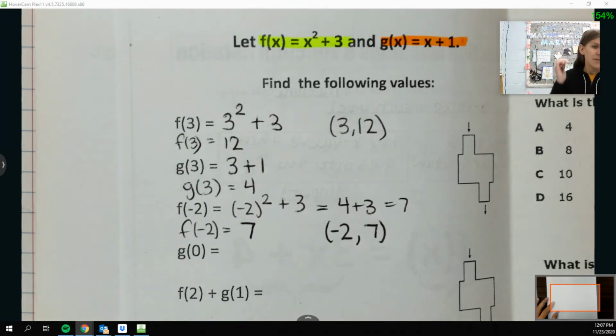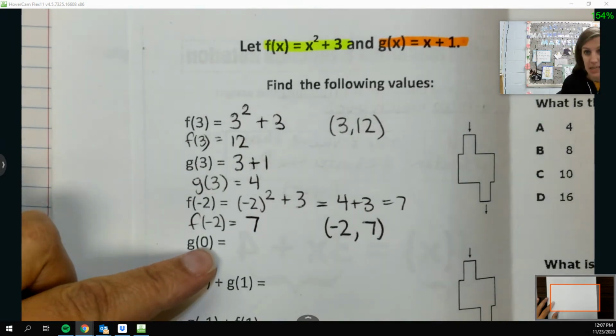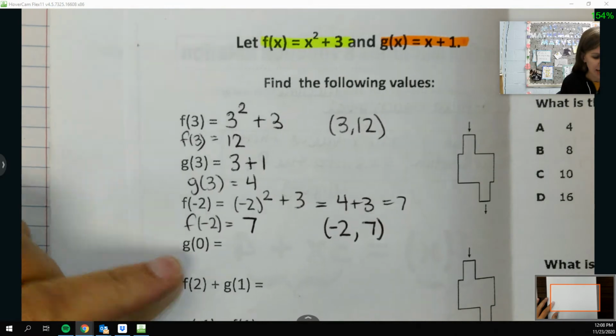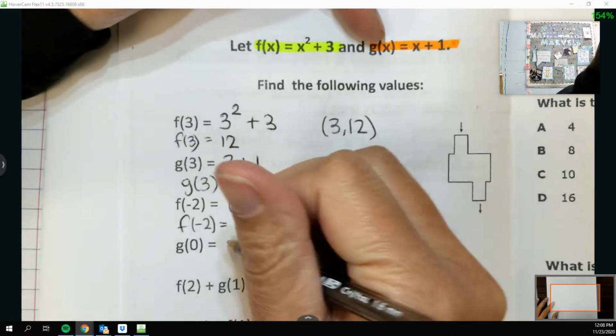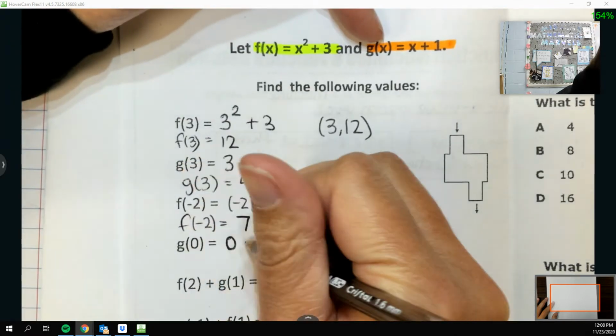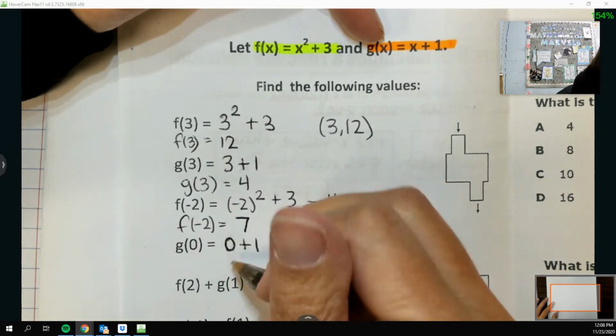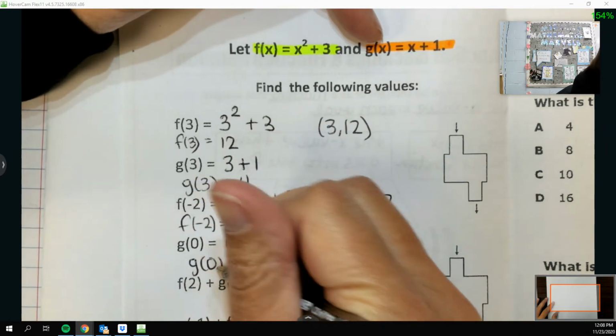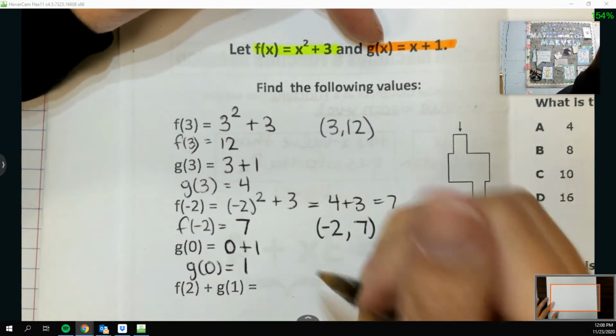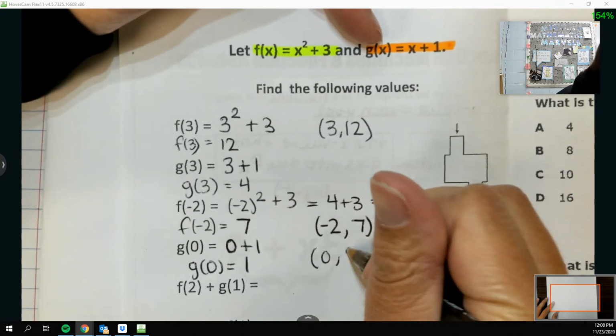So another example of this could be if I'm going to input 0 into the g function, I would pick the g function and I put 0 in and it always adds 1. So when I have g of 0, I'm going to get out 1. So as an ordered pair, that'd be 0 comma 1.